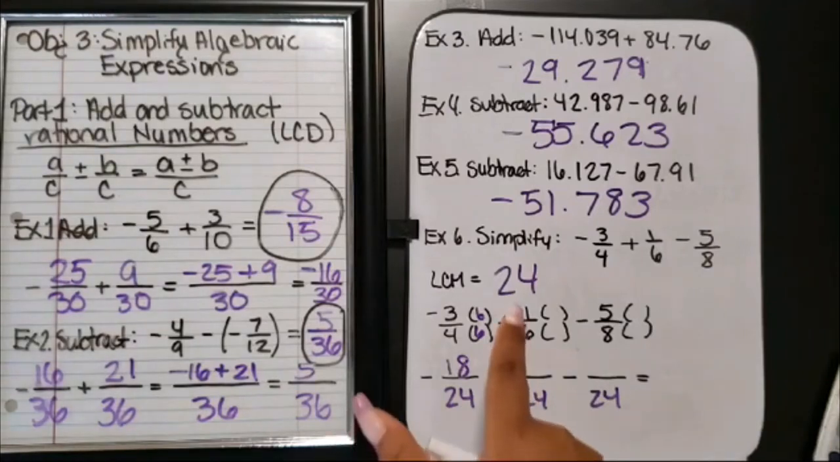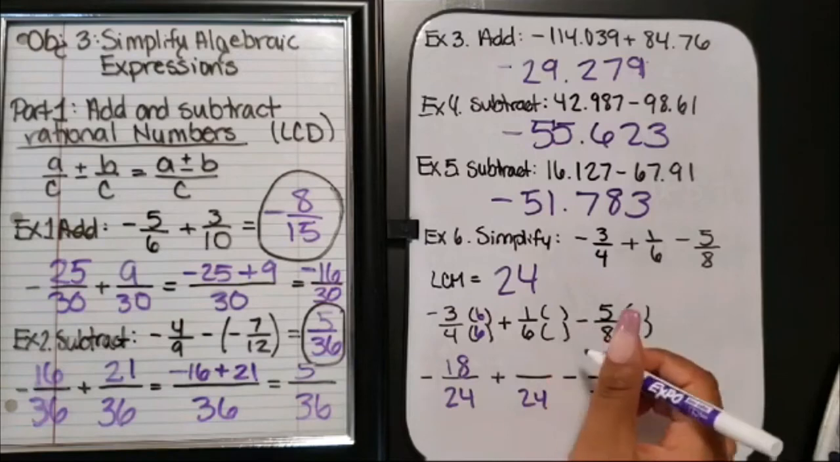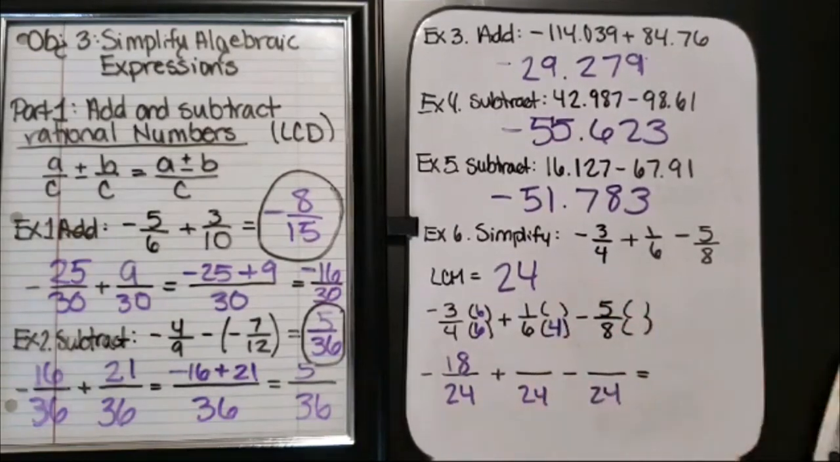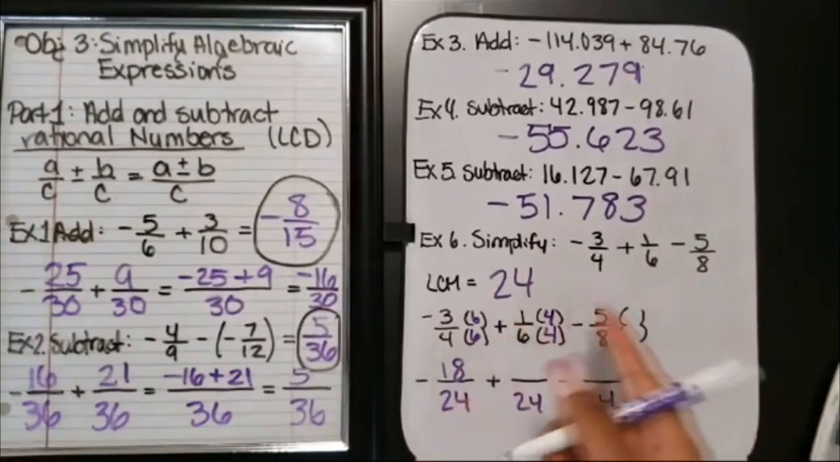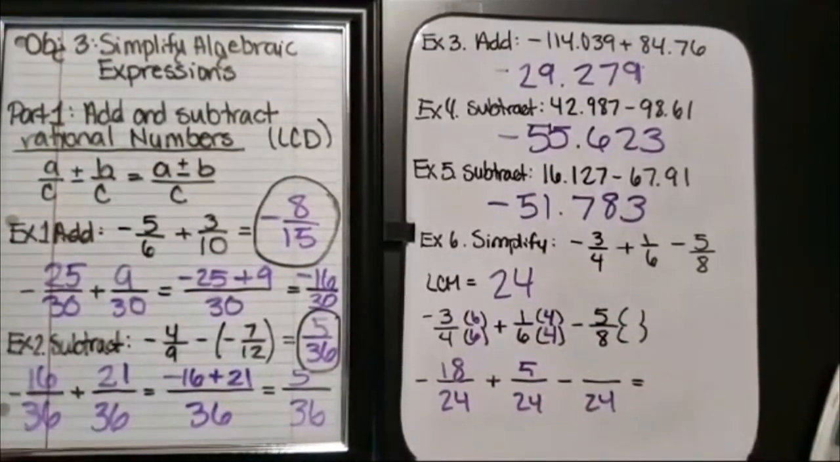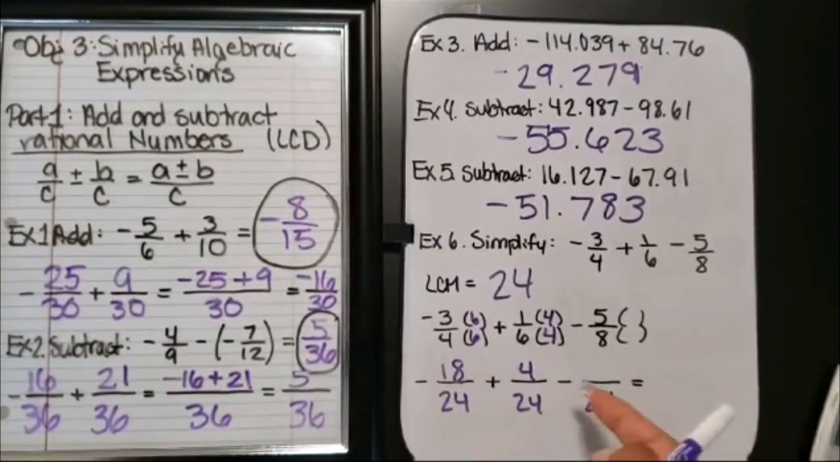Now we need to look at 1 over 6. We want the new denominator to be 24, so we need to multiply 6 times 4. And of course, whatever we multiply the bottom by, we have to also multiply the top by. So 1 times 4 is 4. And 6 times 4 is 24.